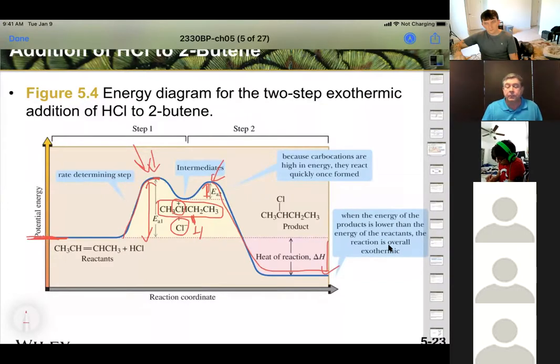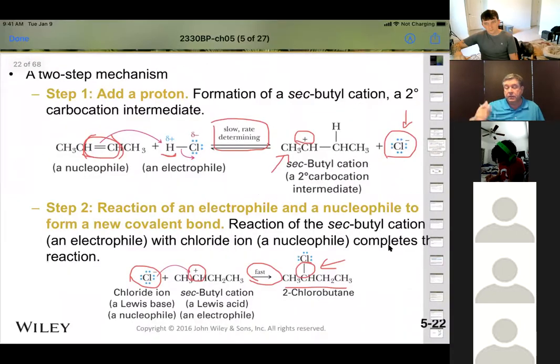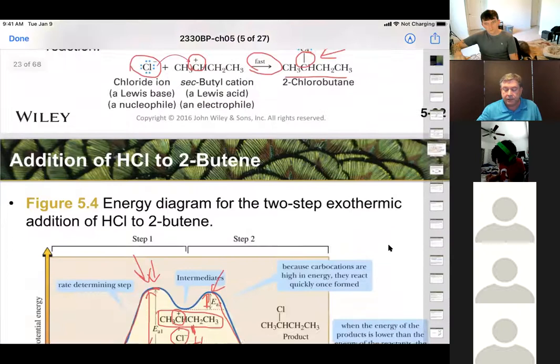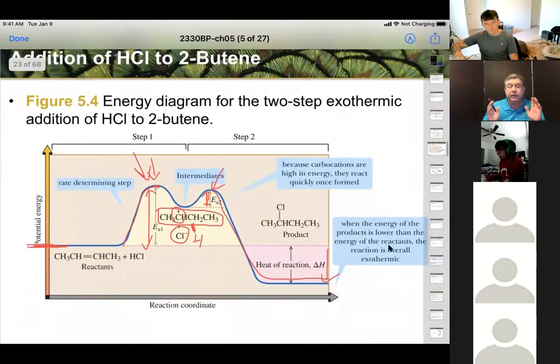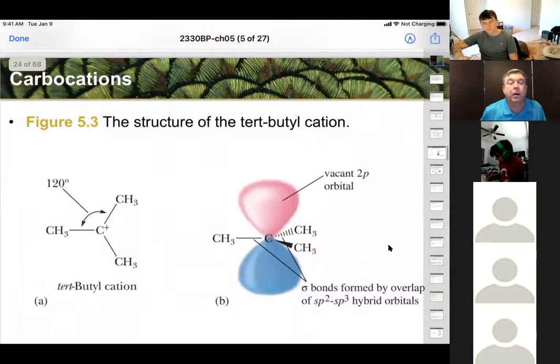Okay, so we just had our two different patterns and we explained the energies of how it worked on the energy diagram. Questions on that? Okay, so let's talk a little bit more about the nature of that carbocation.